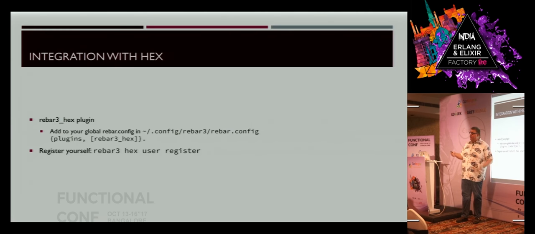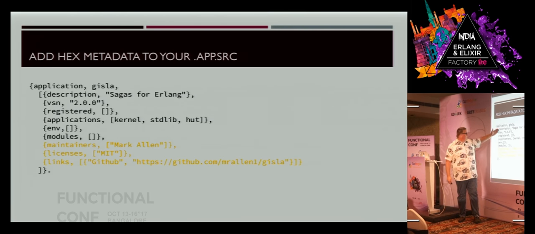There's also this notion of a global config file. So all of the hex stuff is encoded in a global plugin, and you can put those in this path here. By the way, all the slides and everything, I'm going to upload those, so you don't need to take notes unless you want to. But you put the rebar hex in your global profile, and then what you can do is register yourself as a user, and you can add some extra metadata to your .app.src, like here. This is a project that I have for sagas, and so here's my maintainer information, here's the licensing information, and then here's some links.